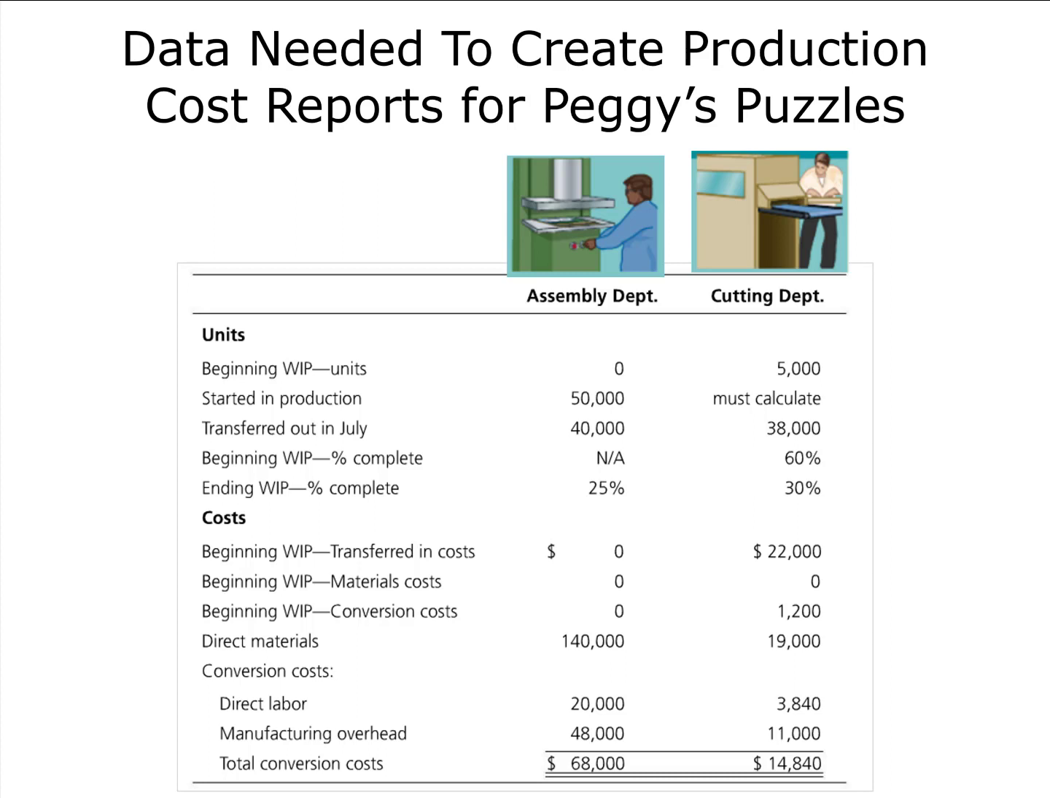So now we're going to start creating the production cost report. And here's the data we need. We will start with a production cost report for the assembly department.